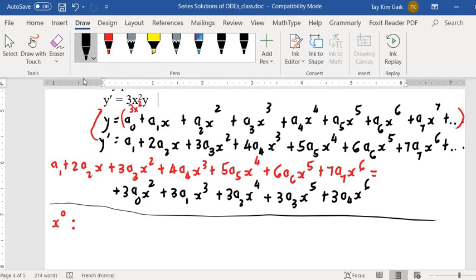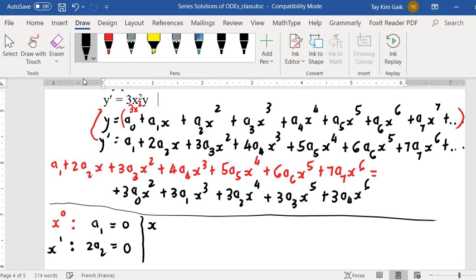X power 0. Left side is a1. Right, the black color is the right-hand side. Right-hand side is 0. So x power 1: left side we got 2a2, right-hand side doesn't have 0.